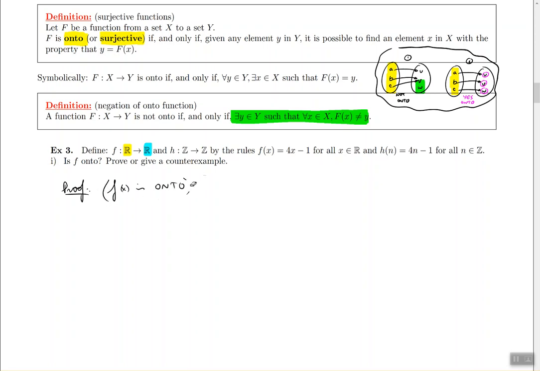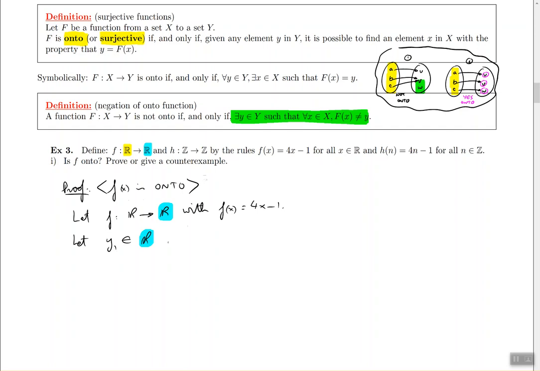So let me show you the proof. So this is a comment, and the proof looks like this. Let the function f, with R going to R, be defined as f of x equals 4x minus 1. What do I have to do? I have to find an element y in the codomain. So let's say y1 is in the codomain. So this R is that same R right there.